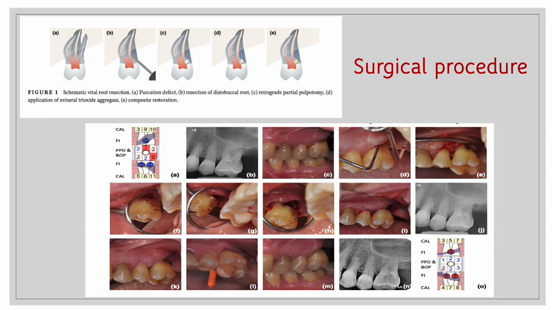Then the pulp wound was widened to a depth of approximately 2 millimeters with a bur until proper bleeding was detected, and immediately irrigated with saline. Once the bleeding was controlled, the pulp wound was covered with MTA. Then the pulpotomy site was covered with resin restoration. After that, the flap was repositioned and sutured.